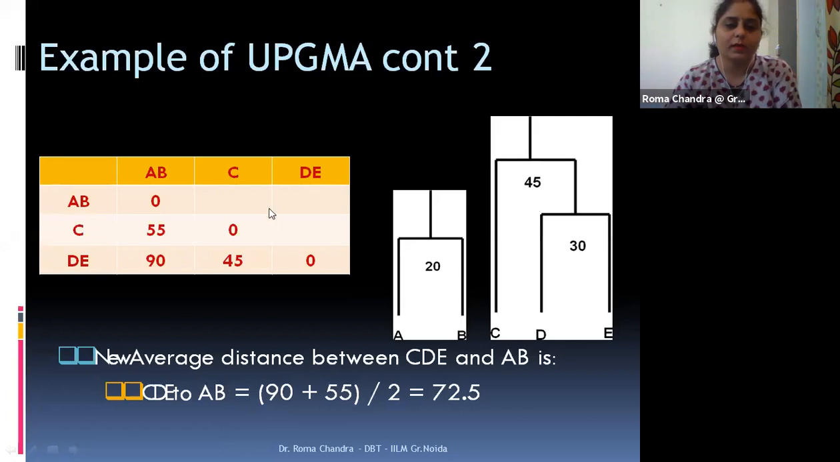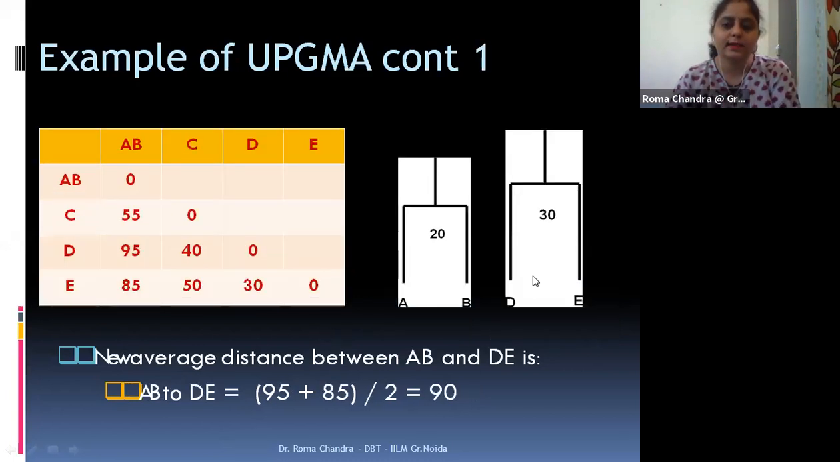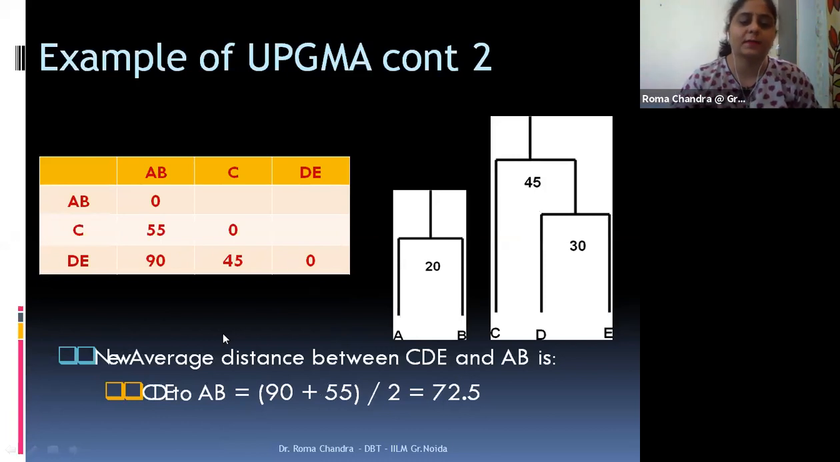Okay, so now my matrix turned out like this. I got two branches, A and B, and the other one is D and E, each with their own common ancestors, separate from each other. While creating the tree in the next step, again I need to search for the minimum distance. I can see that 45 is the minimum distance here. I will consider this 45, which is between DE and C.